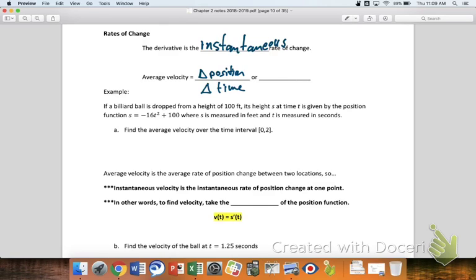So then let's expand on this a little bit. Wouldn't delta position, like if you were moving left and right, wouldn't delta position be something like x2 minus x1 over t2 minus t1 for the time?